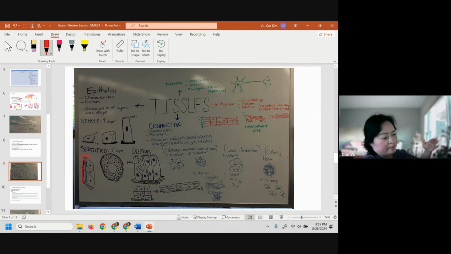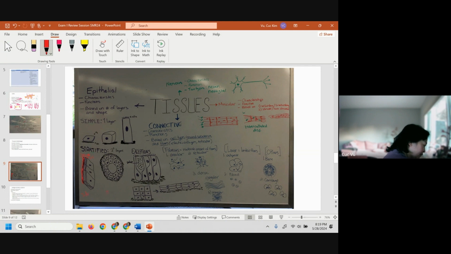So from the basement membrane, so it's the side view, right? Here's the basement membrane, here's the free surface. From the basement membrane to the free surface, you have to count how many layers there are. In this image, it's showing 3 layers: 1, 2, and 3. Because of that, this would be considered stratified. And that's the side view.